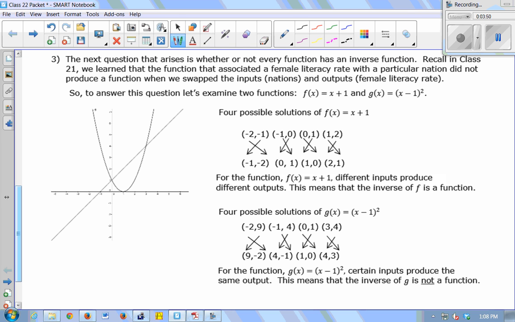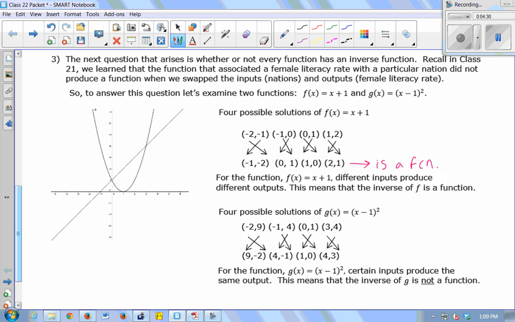Now, if I swap the inputs and outputs, right, just change them around, that gives me the inverse. That is the inverse of f. So for the function f of x equals x plus 1, different inputs produce different outputs. So that means that the inverse is a function, right? So if I look at this inverse, I never have an input producing two different outputs. So this is a function. Okay, so this function f, its inverse is also a function.